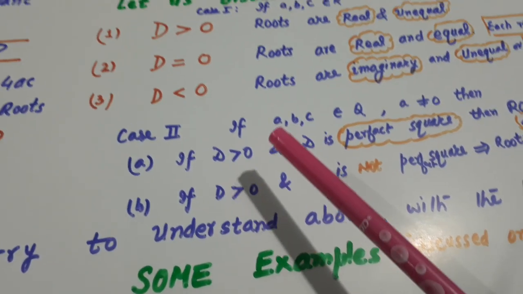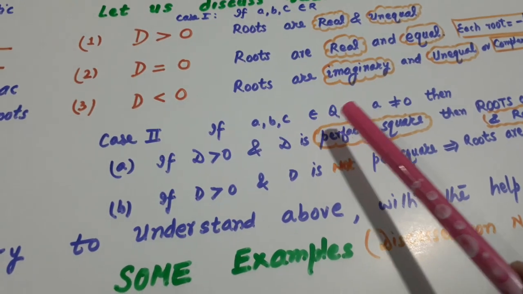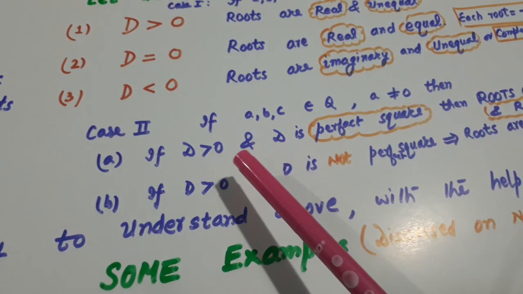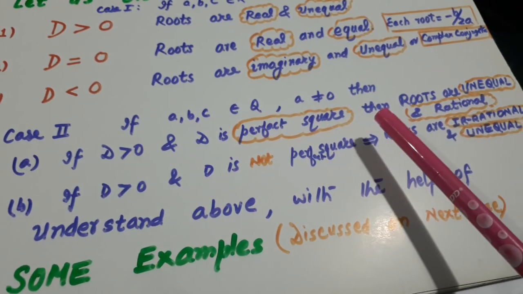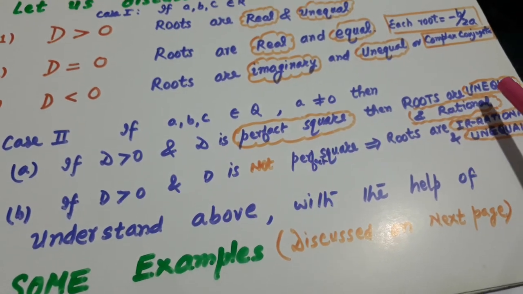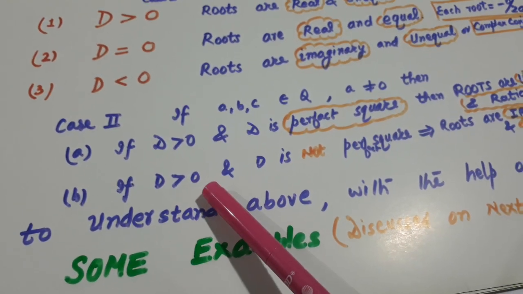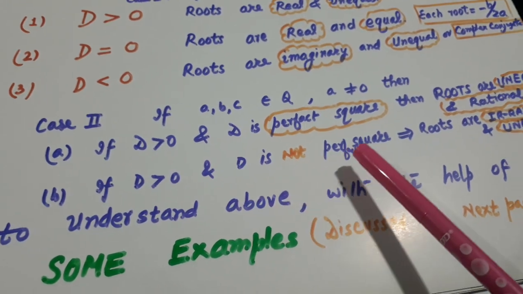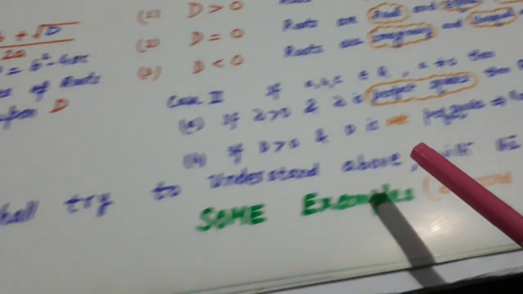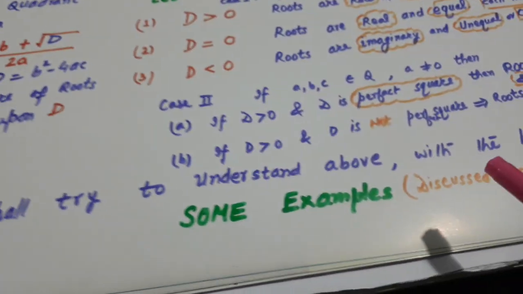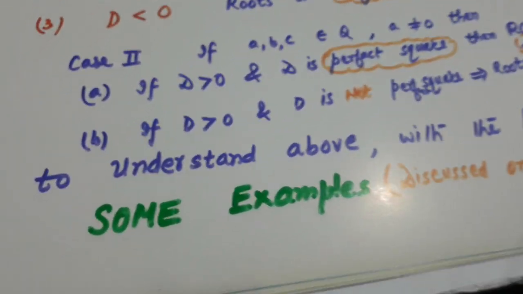Now, if a, b, c are rational numbers, they belong to the set of rational numbers, and a is not equal to 0, and if D is greater than 0 and D is a perfect square, then the roots are unequal and rational. If D is greater than 0 and D is not a perfect square, roots are irrational and unequal. So we shall try to understand the above with the help of some examples discussed on the next page.